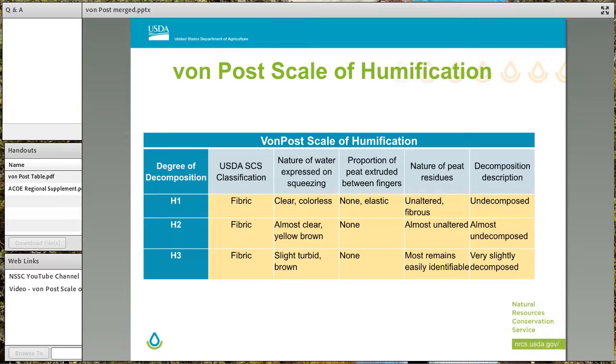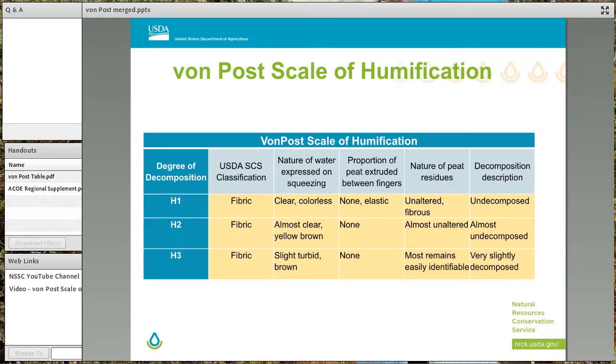Read down column 3 for descriptions of nature of water expressed. For fibric samples, we see clear to slightly turbid water. There is no or very little amorphous material in the water. Portion of peat extruded between the fingers. Please see column 4. In fibric samples, there is no amorphous material extruded between the fingers.